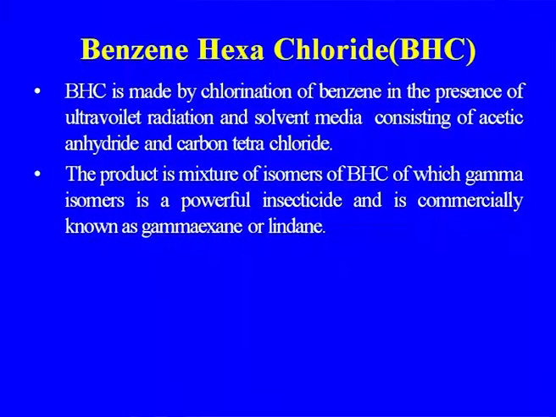Now let us come to benzene hexachloride. During the manufacture of benzene hexachloride we need a lot of chlorine, and as I told you earlier, Kanoria Chemicals started making caustic and chlorine, the caustic being used by the aluminum plant there, and the chlorine being used for making benzene hexachloride. Benzene hexachloride is made by chlorination of benzene, again the basic raw material is benzene, in the presence of ultraviolet radiation and a solvent medium consisting of acetic anhydride and carbon tetrachloride.